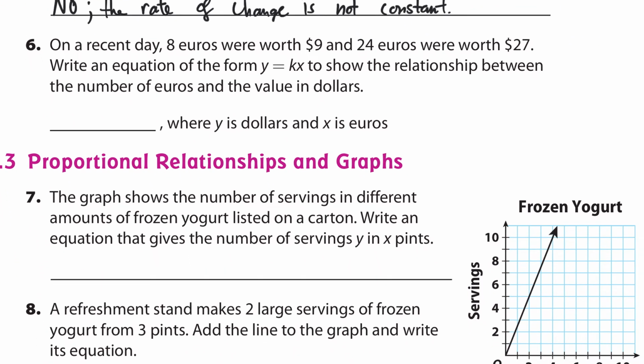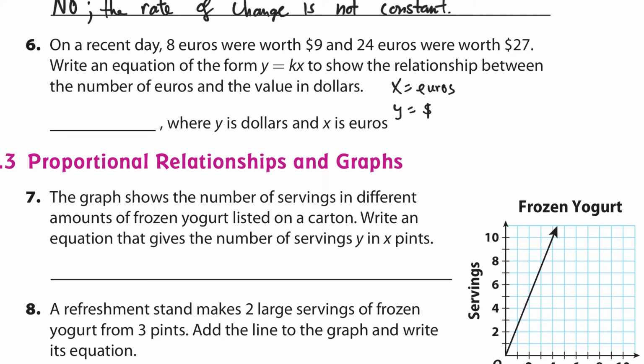On a recent day, 8 euros were worth $9 and 9 euros were worth $27. Write an equation in the form of y equals kx to show the relationship between the number of euros and the value of dollars. So, I think that what I will do is the value of euro. So let's make x euros and y dollars.